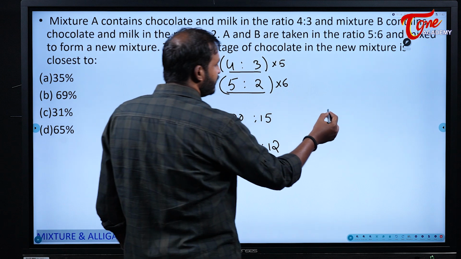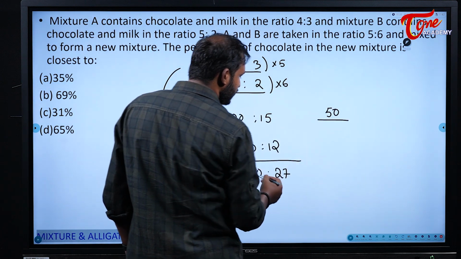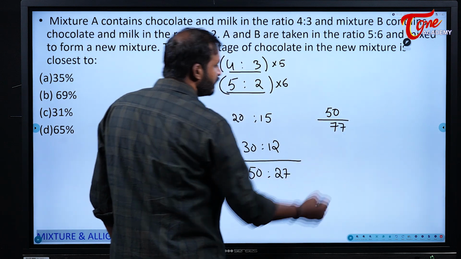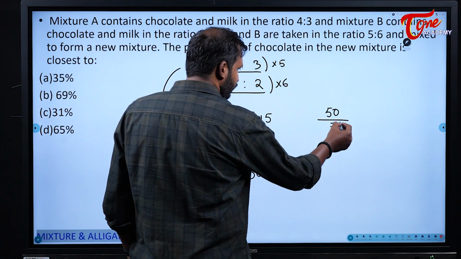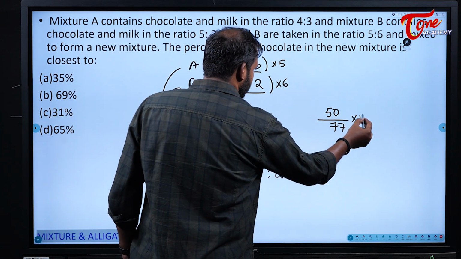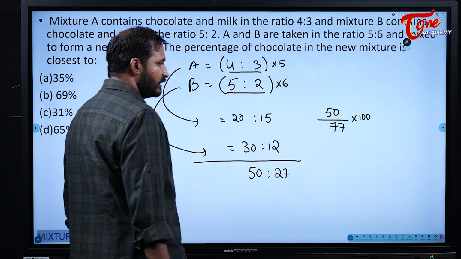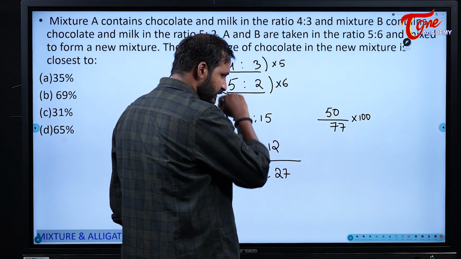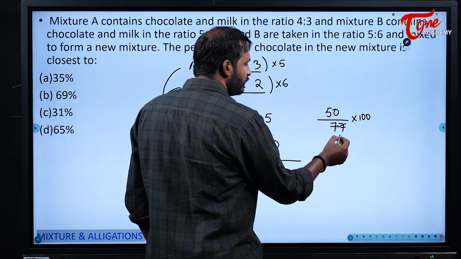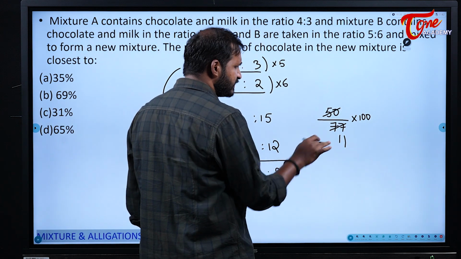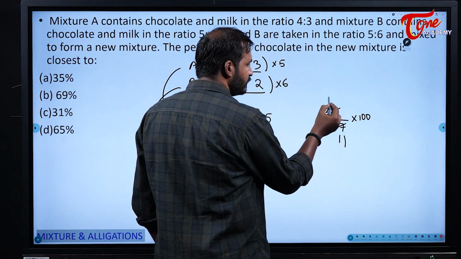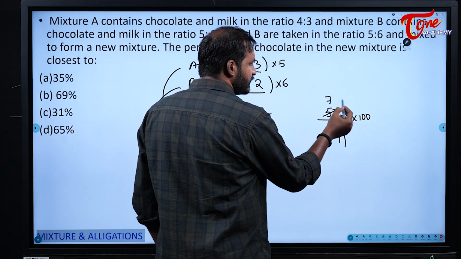Now they are asking us the percentage of chocolate in the new mixture. What is the percentage I will get here? 50 by total, which is 77. 50 by 77. If you solve it, what will you get here? 50 by 77 into 100. If we observe carefully, in 7 table, 7 11s, you will get here. Actually, it is not cancelable. To get an approximate value, I am doing this. What will I get? 7 point something I will get here.